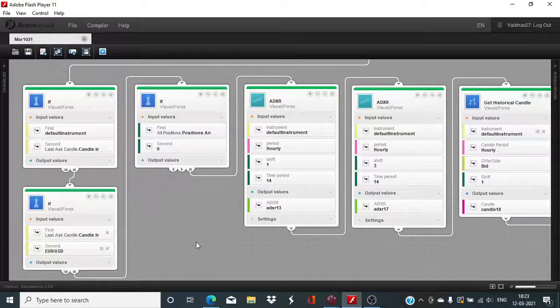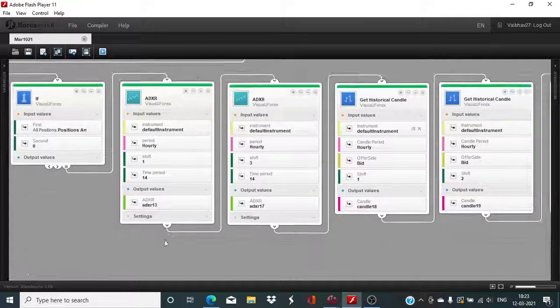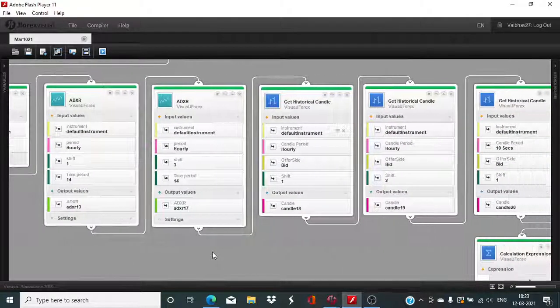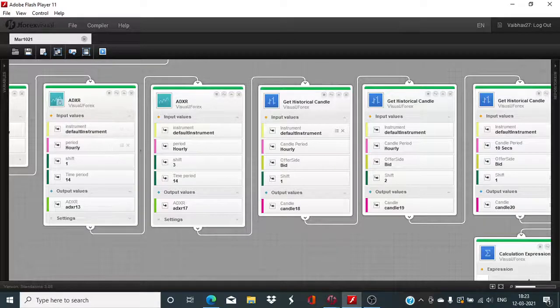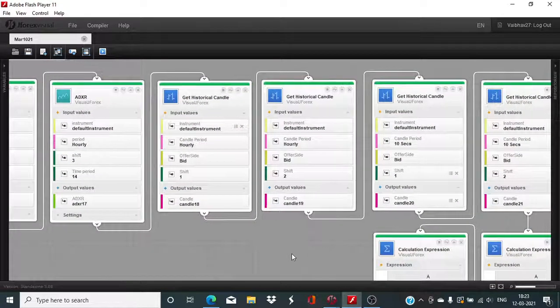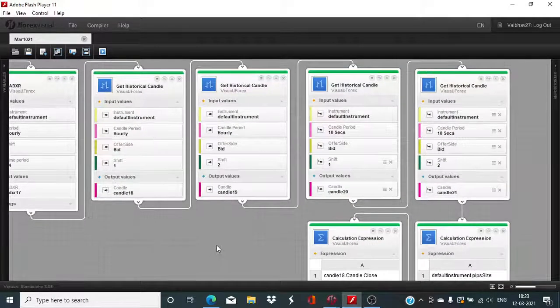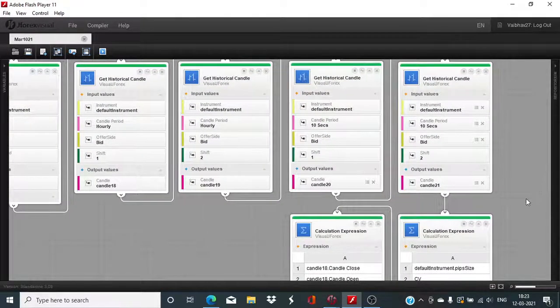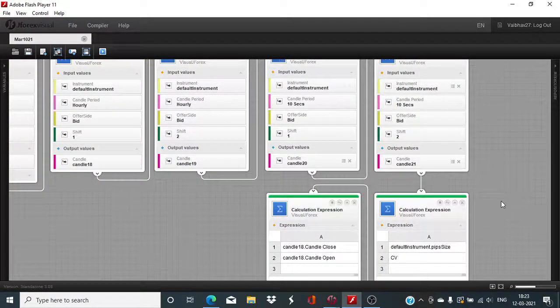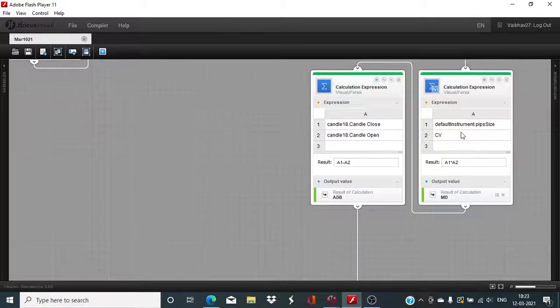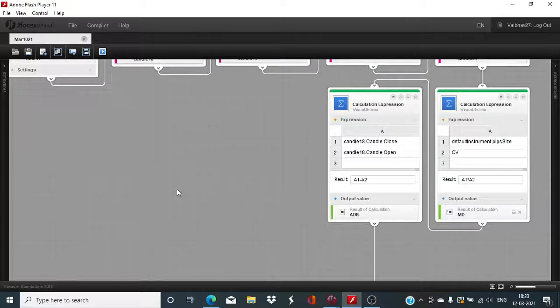The default instrument is Euro USD. Then the position amount defined at 0. ADXR block to look at the ADXR values and draw necessary inference. To look at the volatility, get historical candle blocks have also been used to pinpoint the exact entry and exit point. The 10 seconds candle will come handy. Then I have also defined the condition that there should be at least more than 7 pips of volatility. For that, these calculations have been done.